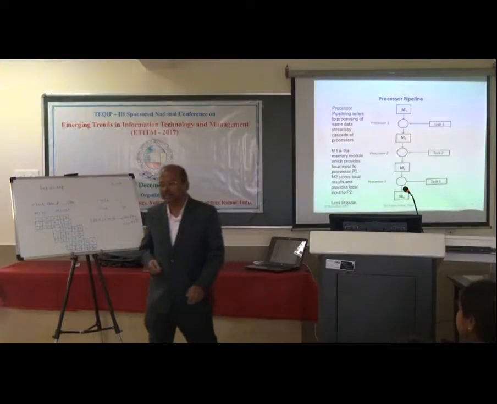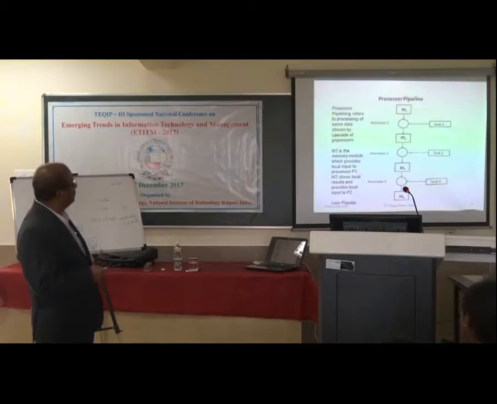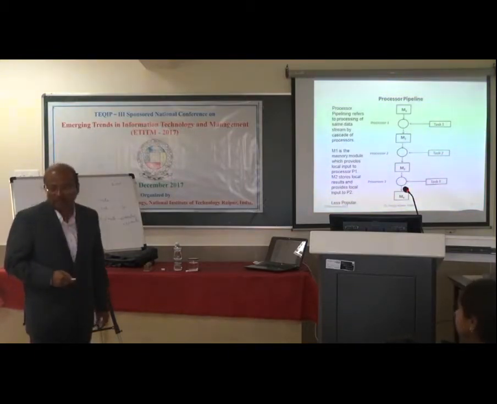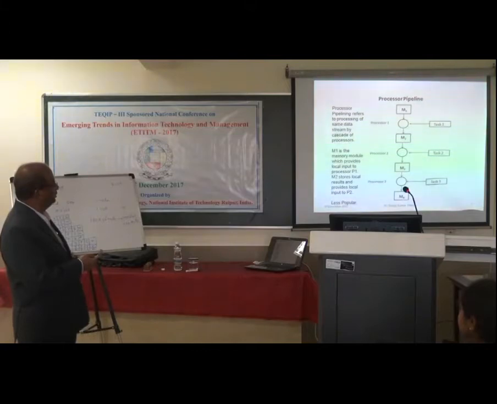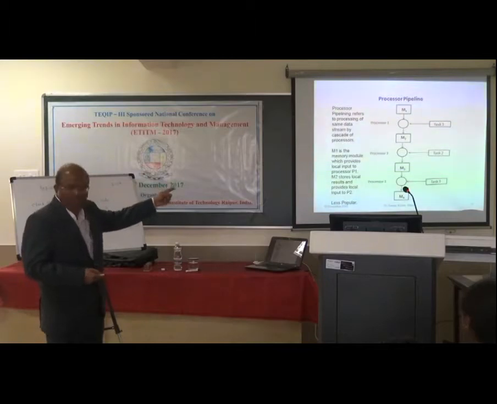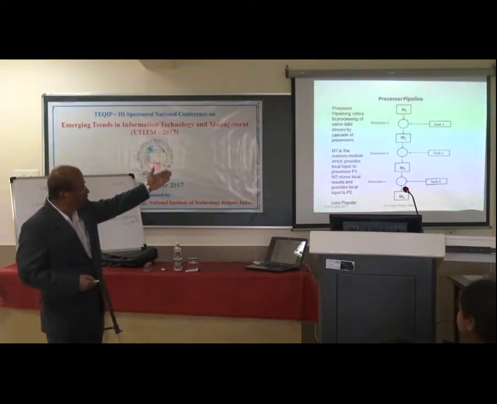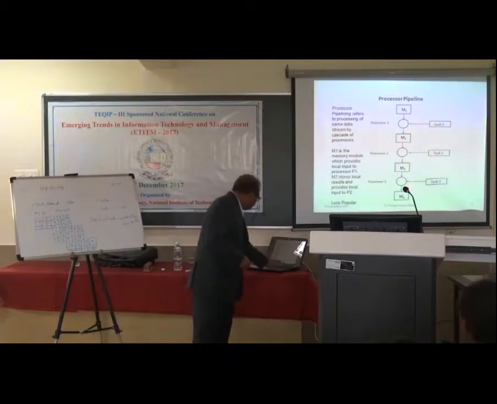Then is processor pipelining, in which processor pipelining refers to processing of same data stream by cascade of processors. As I told, there are stages of processor, and this processor is taking data from memory M1 and is writing its result into memory M2, and some task is performed on processor 1. Task 2 is performed on processor 2, and task 3 on processor 3. Data is taken from one memory and is written into other. This is processor pipeline.